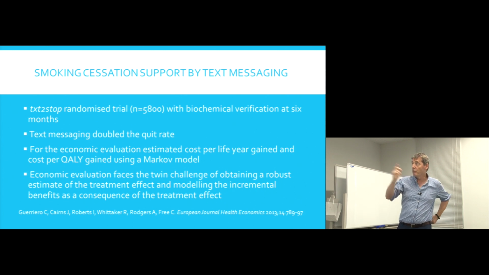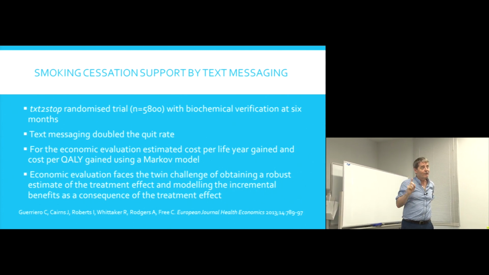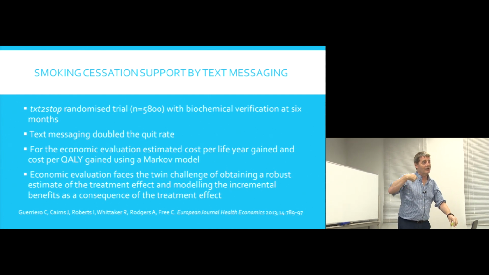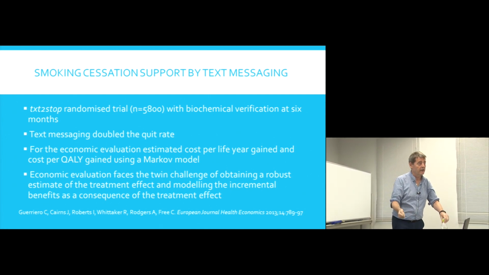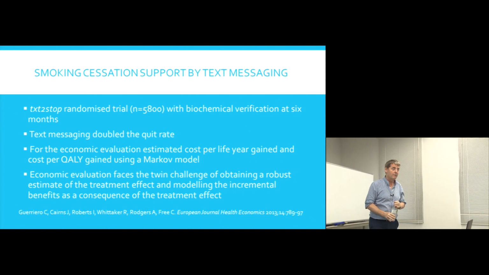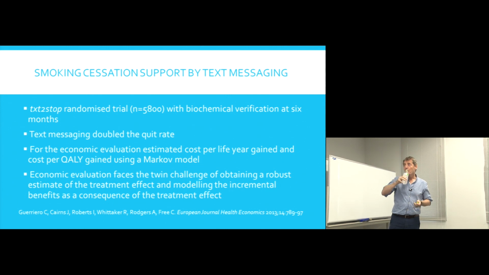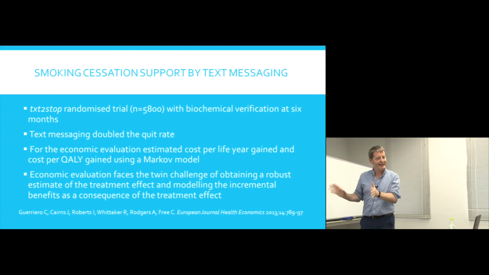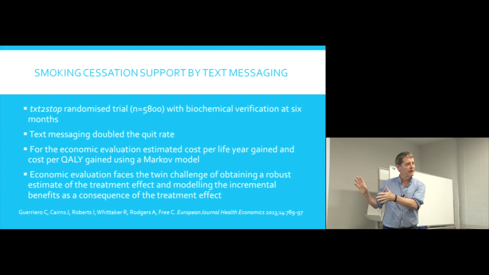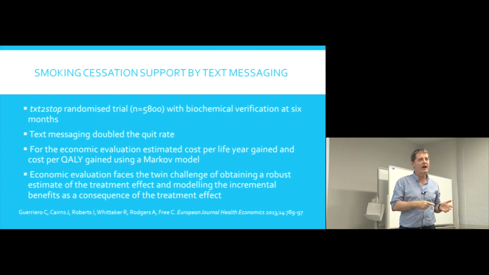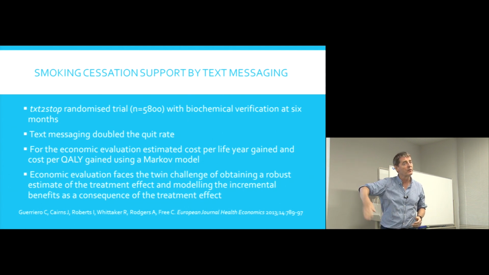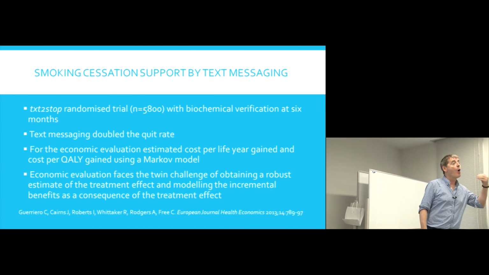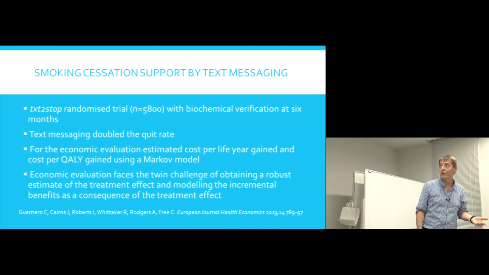And what we found, with biochemical verification at 6 months, so we didn't rely on self-report, we actually biochemically verified by testing saliva whether these individuals had stopped smoking, is that text messaging doubled the quit rate. Now, we can say that because we're able to randomize. So we don't have to worry about making an assumption about a background quit rate, because we've got a control group. The control group, we assume, are quitting at the rate that the intervention group would have quit if they'd not been exposed to the intervention.